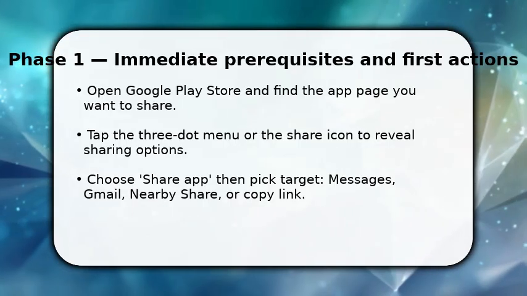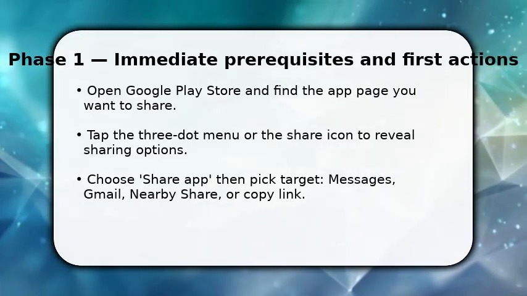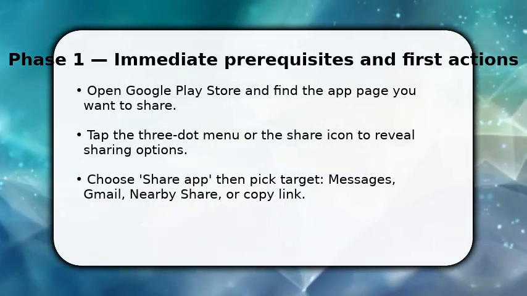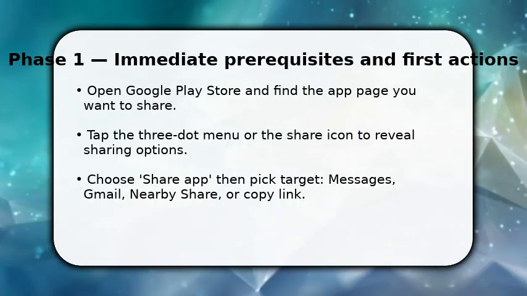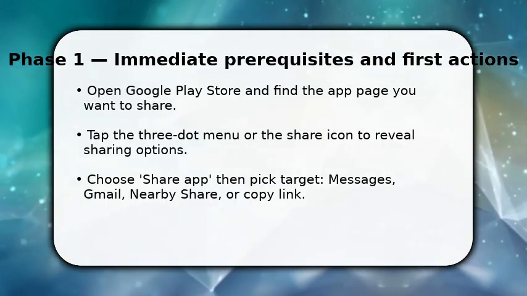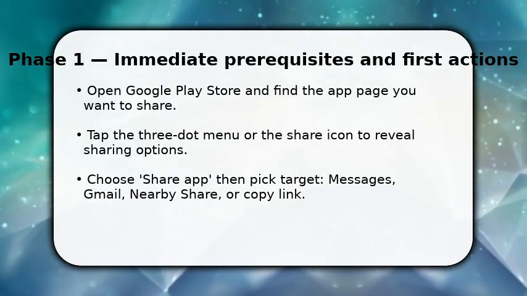You start on the app page, so open Google Play and navigate directly to the exact app you intend to share. Tap the three-dot menu or the share icon at the top. That reveals the sharing menu. Once the menu appears, choose Share App, then select a method. Copy link for manual pasting, messages or email for direct send, or nearby share for local transfer.